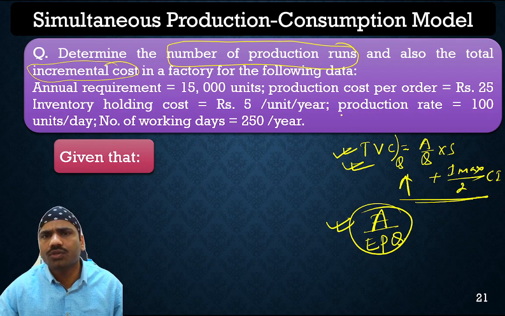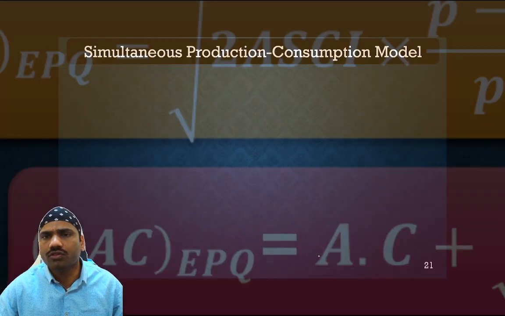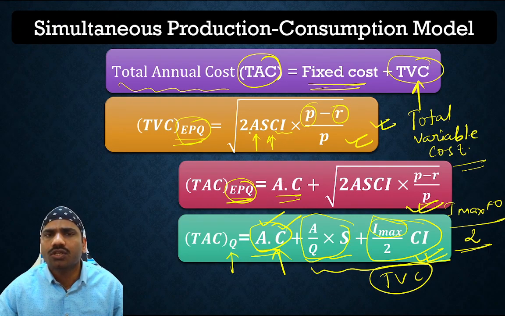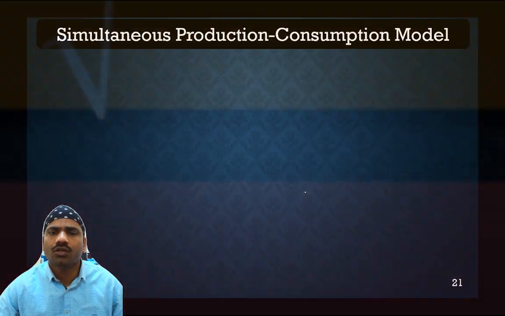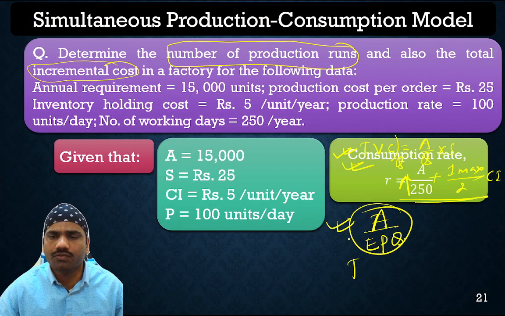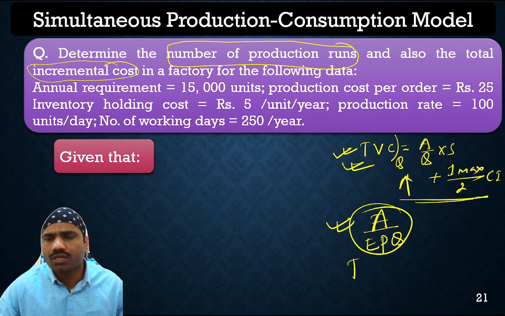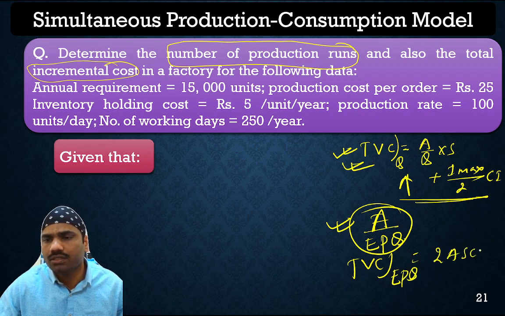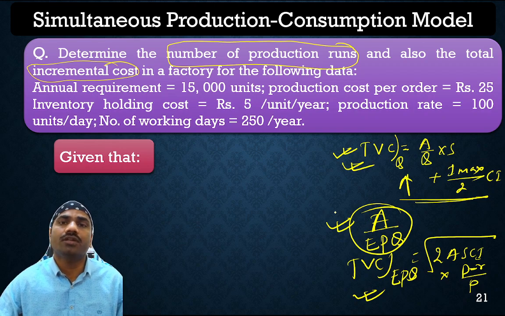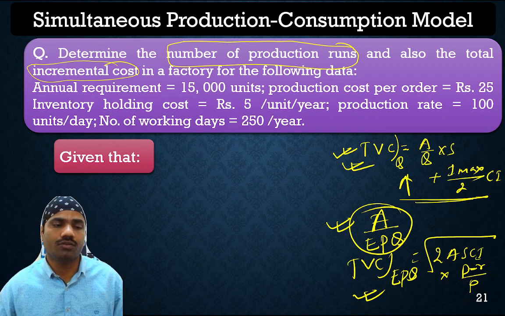Or if Q is not given, we can find the total incremental cost at EPQ. Total incremental cost or total variable cost at EPQ will be equal to the square root of 2AS Ci into P minus R by P. By making use of this formula, we can find the total incremental cost at economic production quantity.